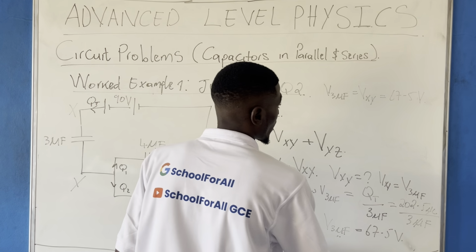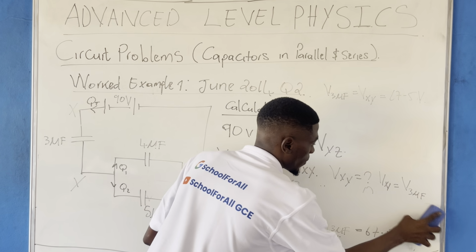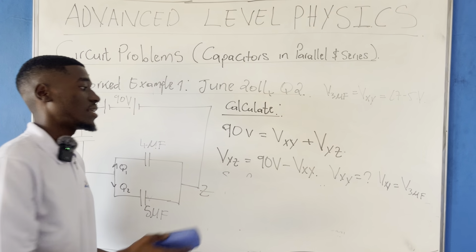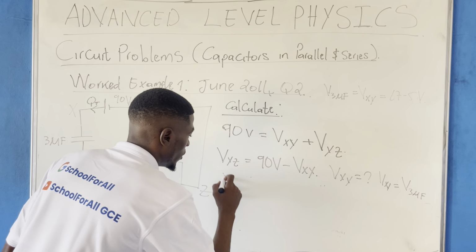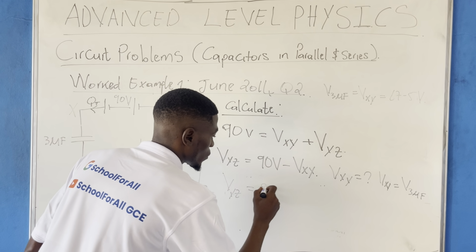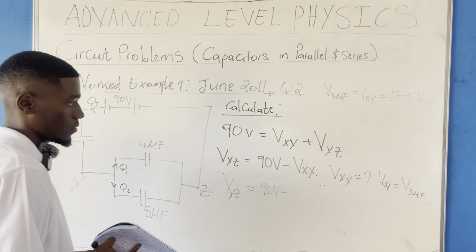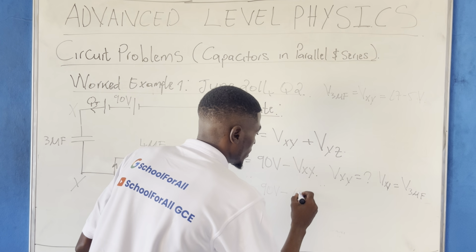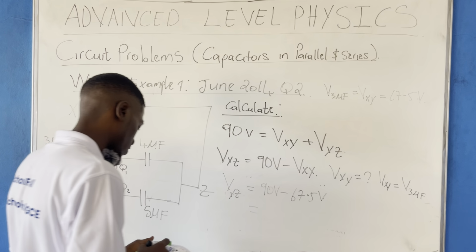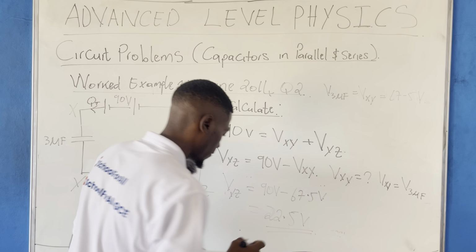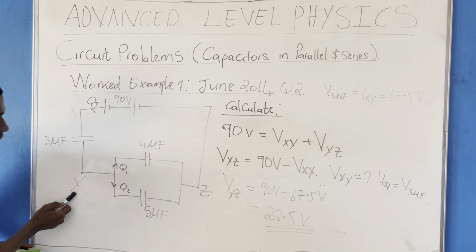If you have VXY directly, you can find directly the value of VYZ as required in the equation. So my VYZ will be simply equal to 90 volts minus 67.5 volts. So after subtracting this, we come out with 22.5 volts. So that is it. That is the voltage across the branch YZ.